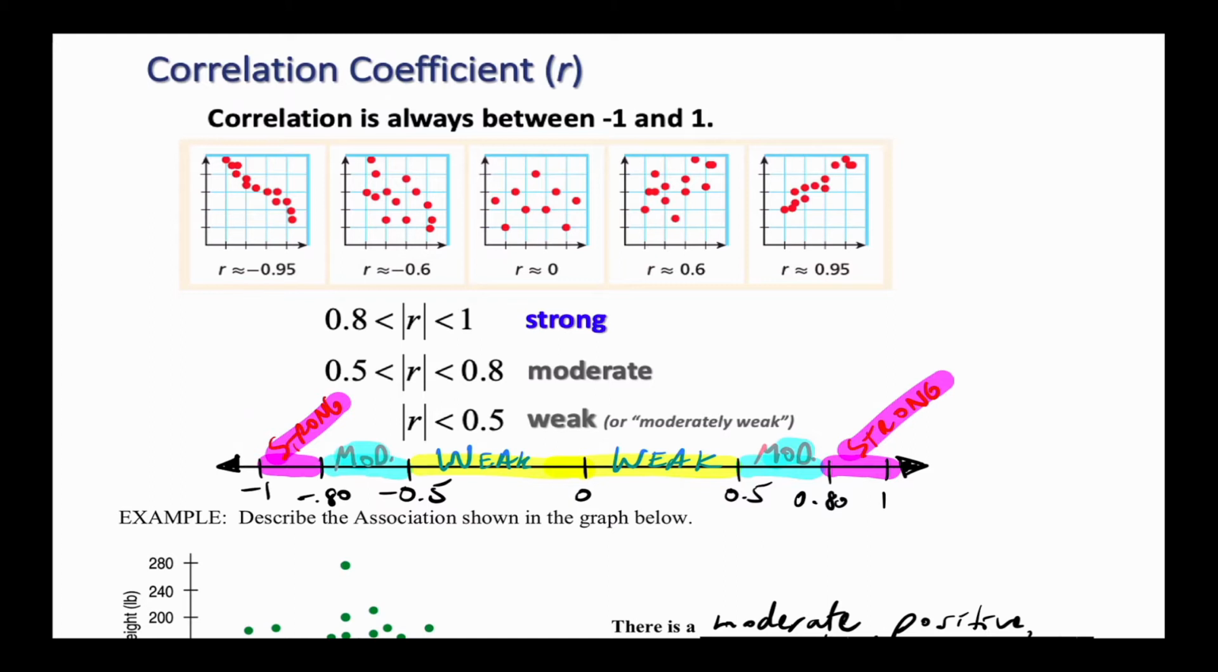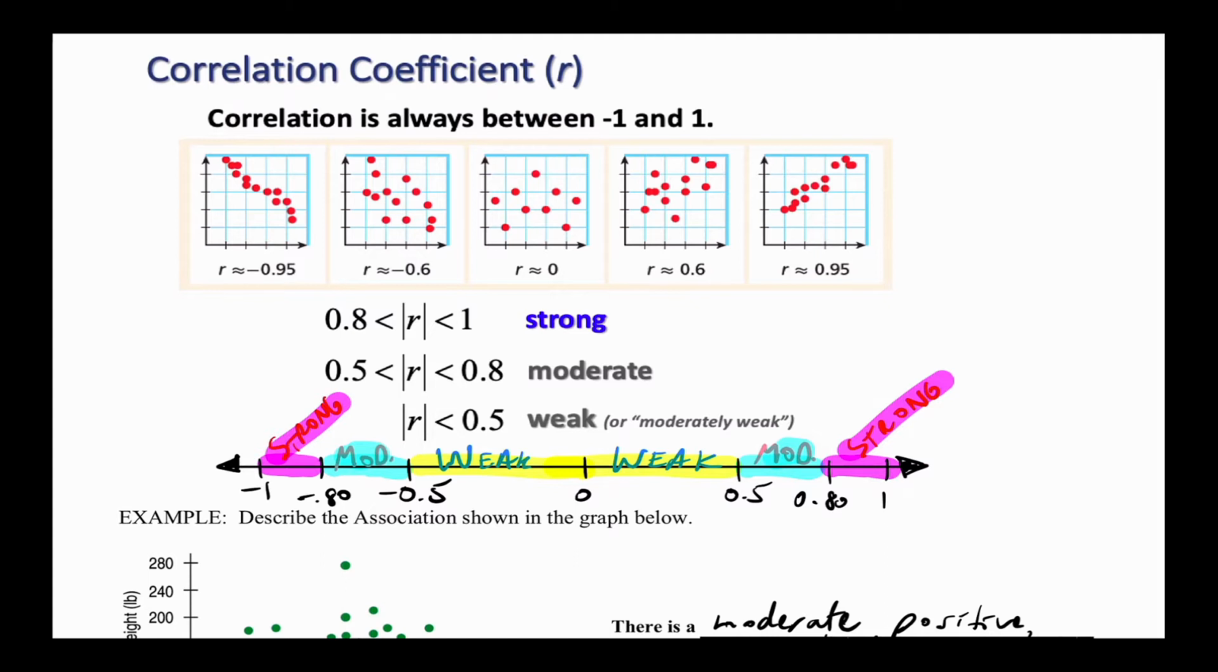So big takeaway: the correlation coefficient, also known as R, right? R tells us three things. It tells us direction: positive, negative, none. It tells us strength: weak, moderate, strong. And then linear. It's always going to be linear. It tells us how strong, and it tells us what direction everything's going.